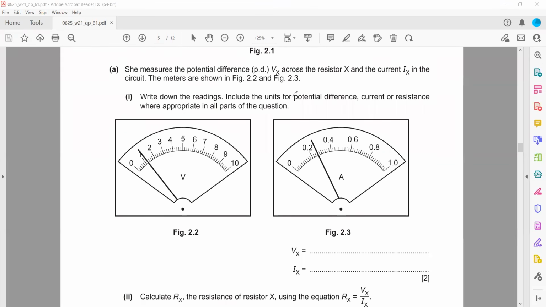Write down the reading, include a unit for potential and current or resistance where appropriate. So what is the reading on the voltmeter? What is the reading here? What is the voltmeter reading? How much is this?